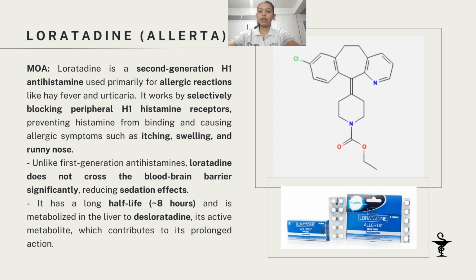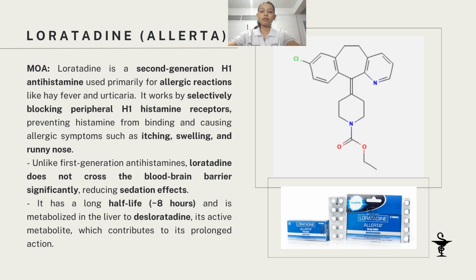Next, antihistamine agent, we have loratadine. Now, what is loratadine? Loratadine is a second-generation H1 antihistamine used primarily for allergic reactions like urticaria and hay fever. What is the mechanism of action of loratadine? How does it work?